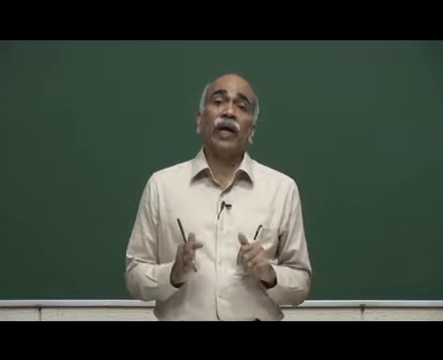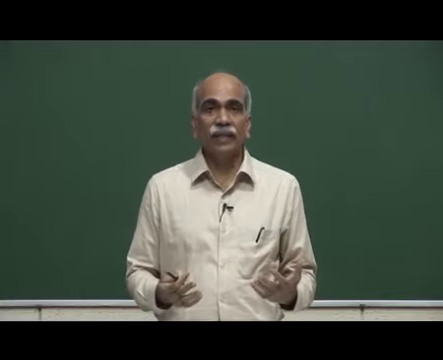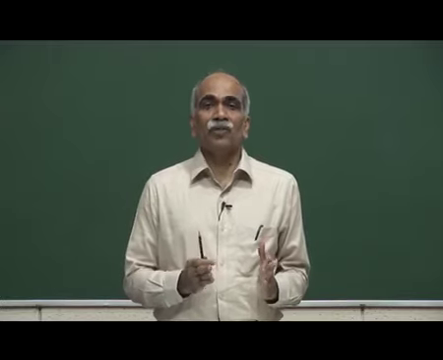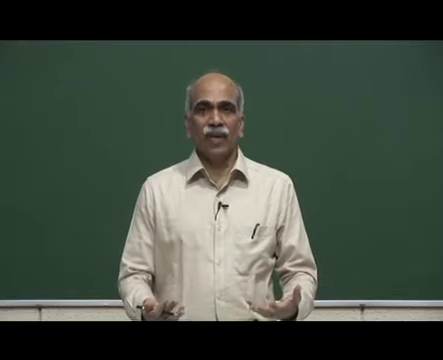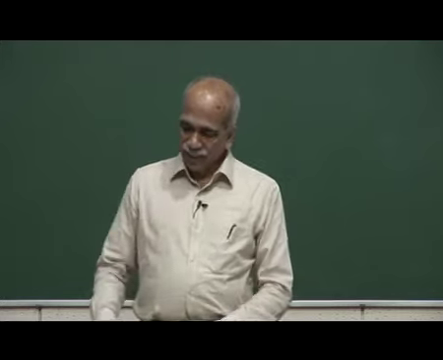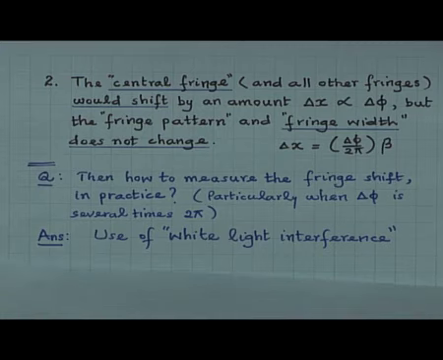So, how to locate the position of the central fringe, because all the fringes look identical, and the fringes have been shifted by exactly 4 fringes, which means the pattern again looks the same. How to locate the central fringe? The answer here is the use of white light interference. We will discuss this shortly.